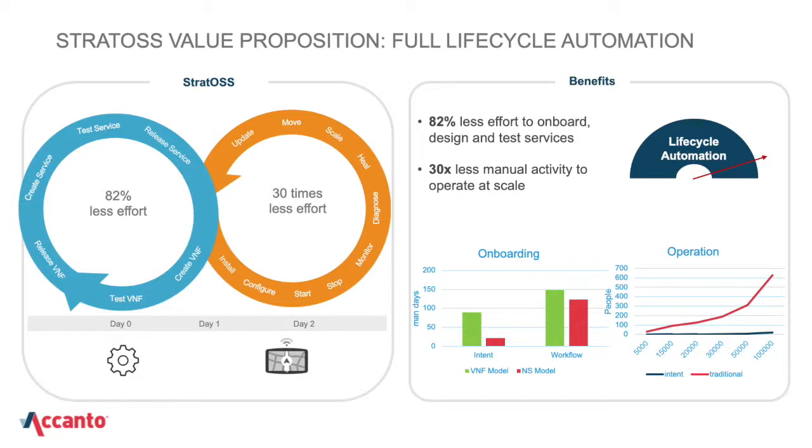What we have seen from deployments is that it can save up to 80% of effort in the design and test phases, and we can also achieve over 30 times the operational savings and efficiency gains once the services are in production, and especially for these complex day two use cases that with Stratoss are fully automated.